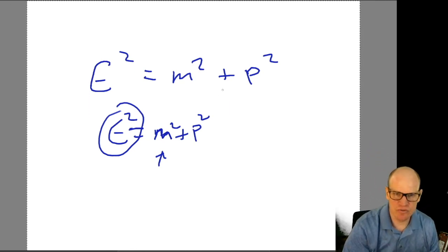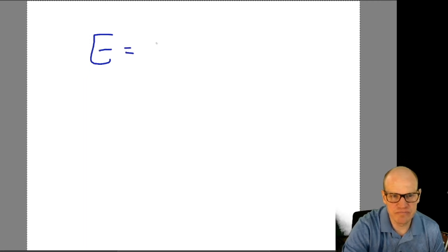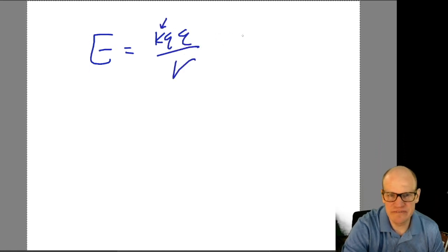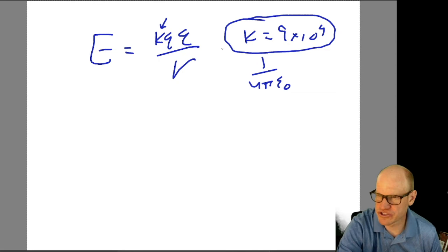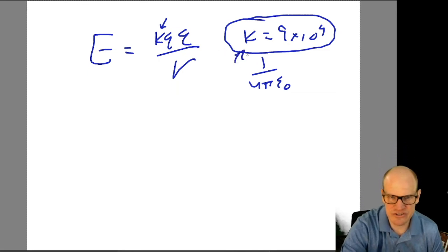So if you look, the way that this works is, for example, the energy between the electromagnetic force is going to be, what is it? It's KQQ over R. And so this constant out front, that K, is 9 times 10 to the 9. It's 1 over 4 pi epsilon naught, if you want to write it that way. So this is the coupling of 2 elemental charges, is that strength.